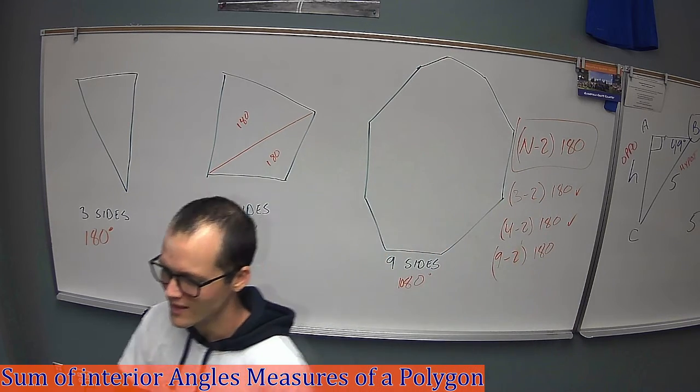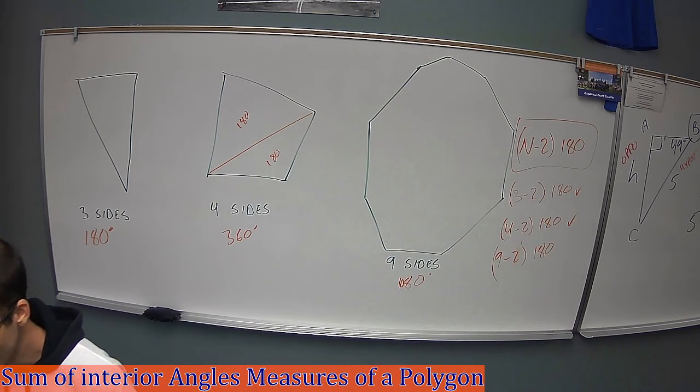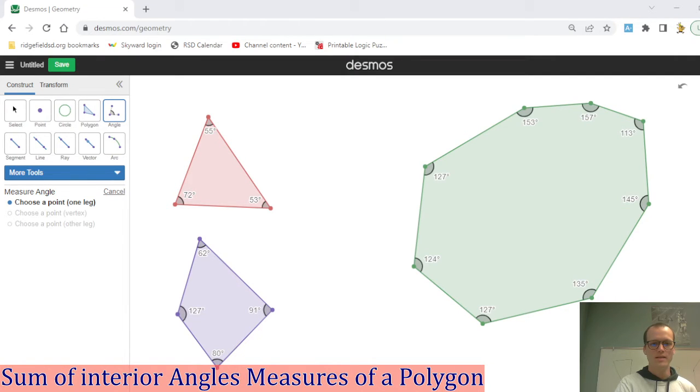What did I do wrong here? Let's go look at our polygon real quick. I am starting to think that I don't think this is a 9-sided polygon. 1, 2, 3, 4, 5, 6, 7, 8. Awesome. So what I have done here is I told you this is a 9-sided polygon, but we can clearly see it's an 8-sided polygon.